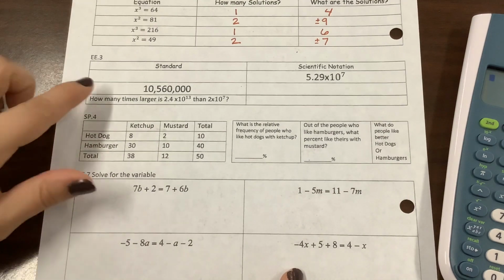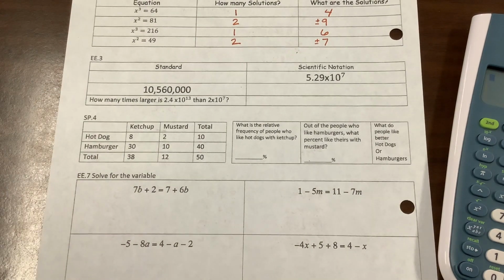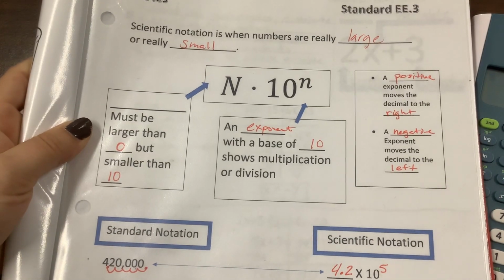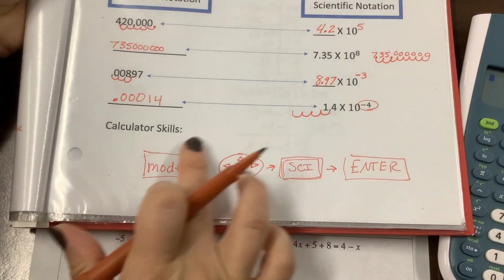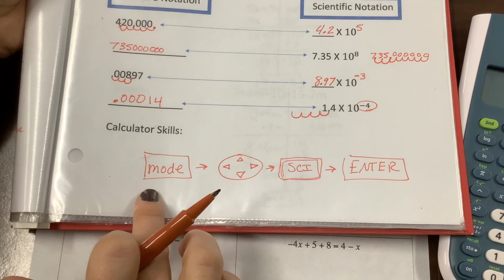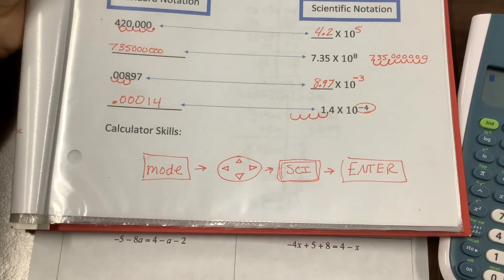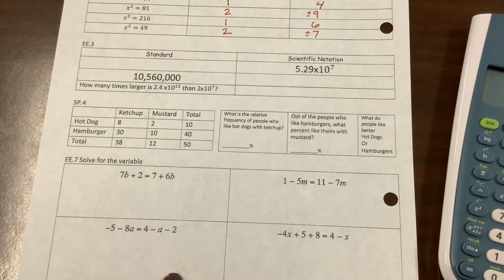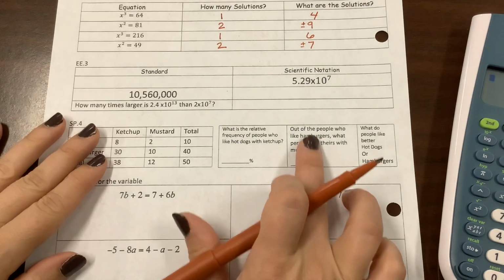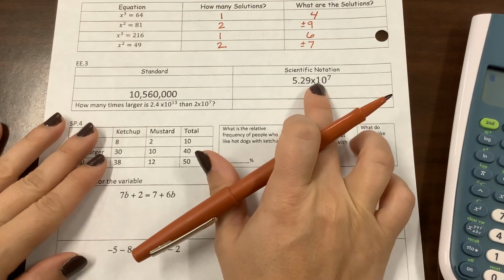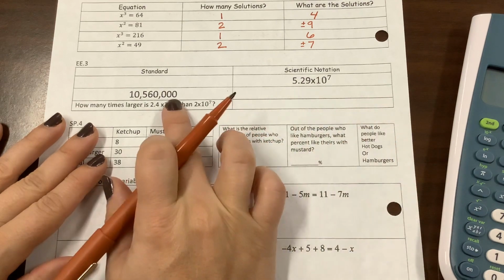All right, on the next section, this is going back over scientific notation. Scientific notation was this set of notes, but we also took notes on how to use your calculator, and it's written at the very bottom if you have those notes still. So we press mode, we scroll over to scientific, and we press enter, and it's in scientific mode. Now be careful, because if you need it in standard, you need to just take it out of scientific notation and put it back into normal.